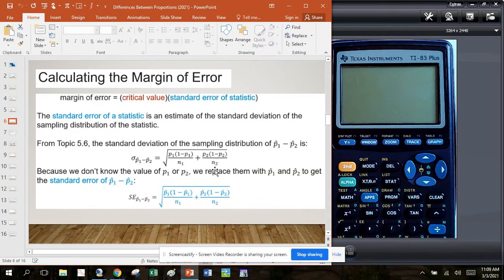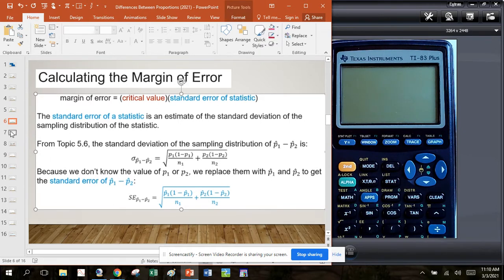The formula that we're going to use for the standard error is this one right here. Now remember, we don't know the population proportions, so we have to use p hat 1 and p hat 2 as an estimate. And also because we're combining the two distributions, we have to follow rules for that. So we get this formula right here. This is really just the combination of the two different standard deviations. You'll find this formula on your formula sheet if you ever forget it.